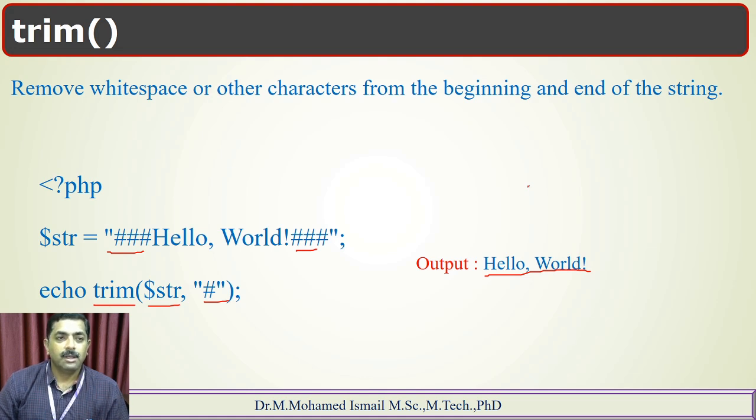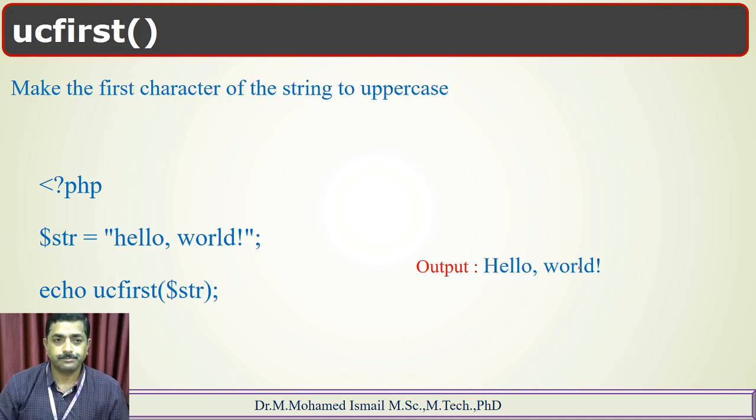So we have seen the trim, ltrim, rtrim and chop functions. Chop is used to remove the white spaces or other characters from the right side. Similarly, rtrim also, ltrim for the left side, and trim for both sides.